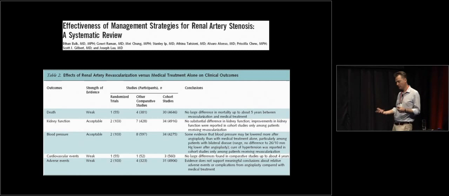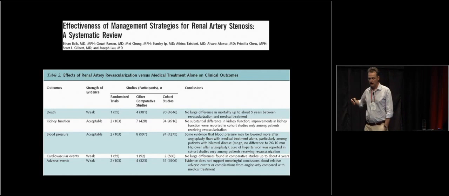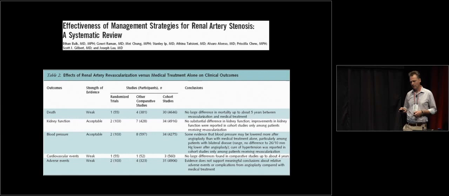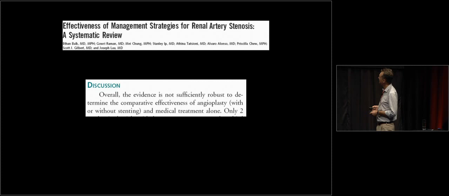And when they looked at all those studies and did the meta-analysis on hard outcomes, such as death, preservation of kidney function, and improvement of blood pressure, there was no real evidence that revascularization of renal arteries did any good. And this was their conclusion, that the evidence is not sufficiently robust to determine the effectiveness of angioplasty.